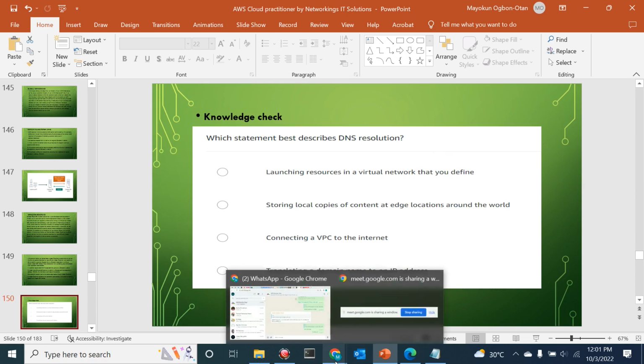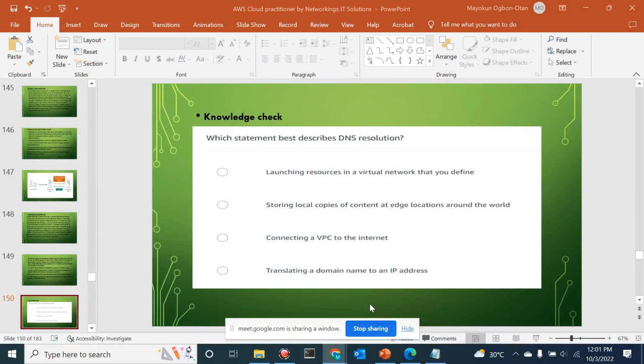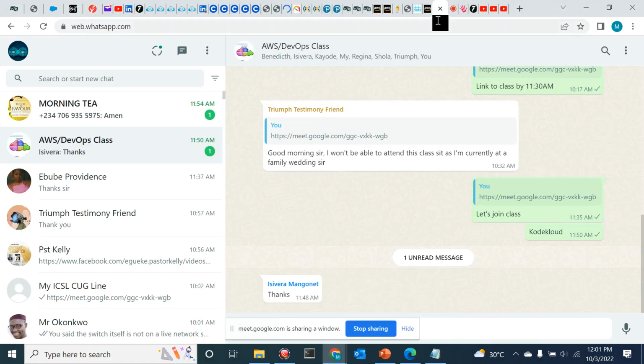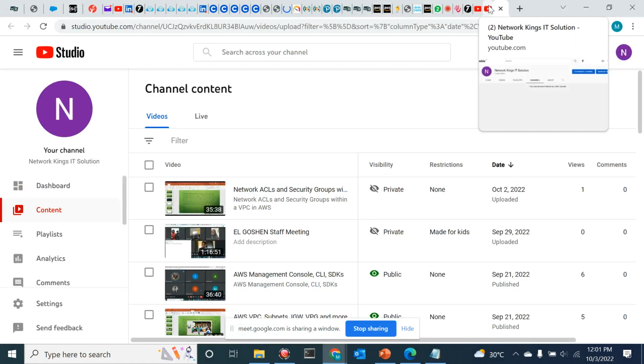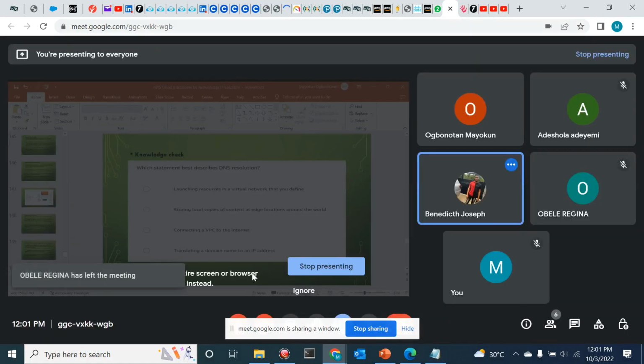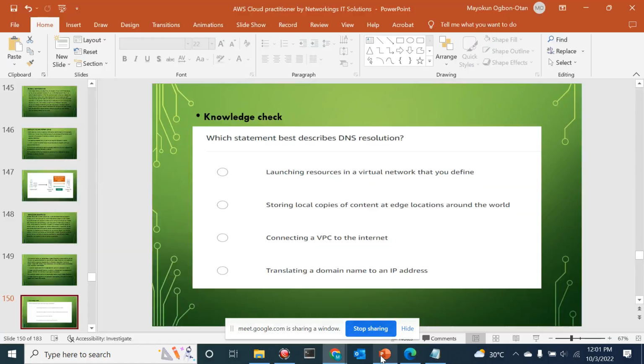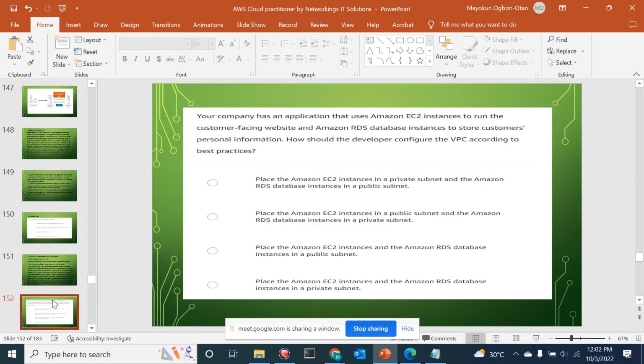Launching resources in a virtual network, making copies of content, translating a domain name to an IP address. Okay, a DNS resolution is translating a domain name to an IP address. Thank you.